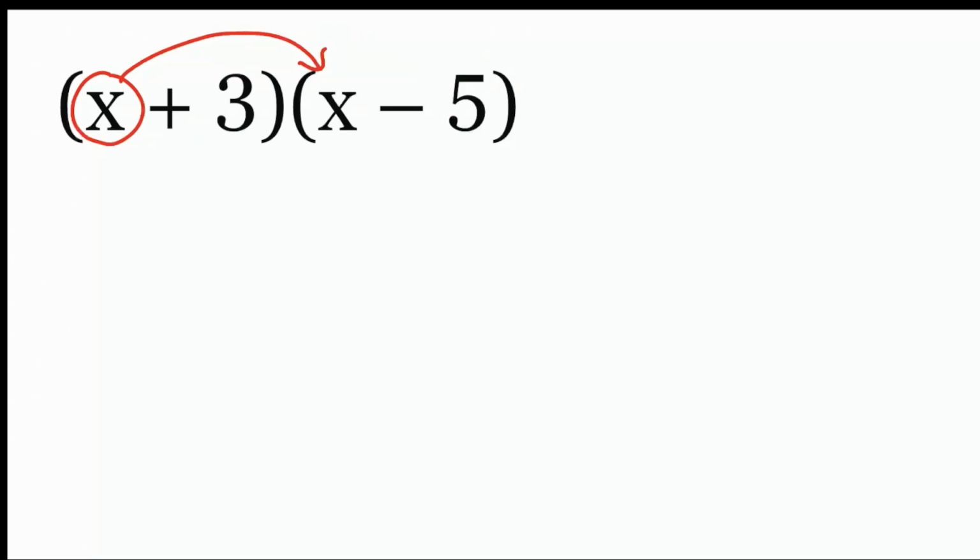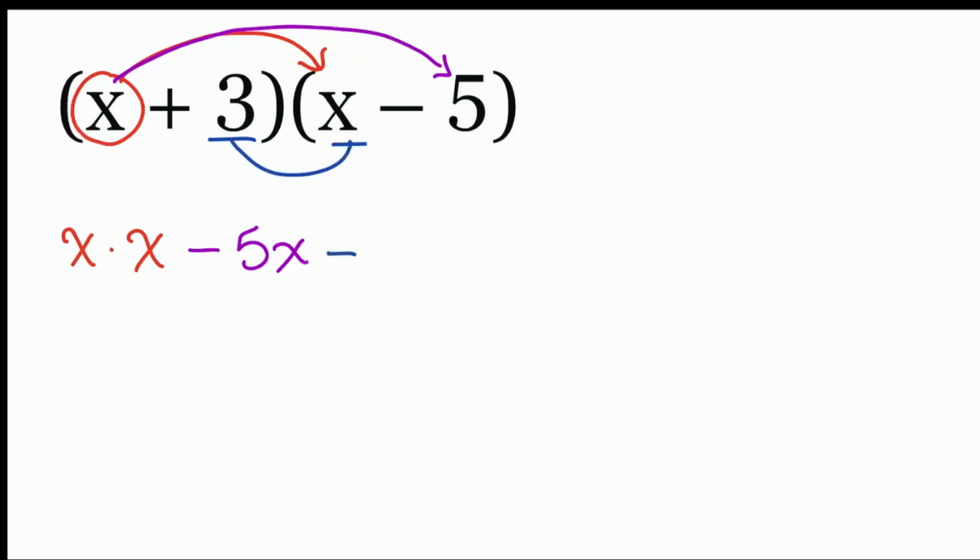Here we go. With the x multiplied by x, I'll write that right there. Then up next, I'll use a different color. I'll do x multiplied by the minus 5. So we'll have minus 5 times x. Up next, we'll do the 3 multiplied with the x, and that'll be a positive 3x. And then lastly, we have the 3 multiplied with the negative 5, and so that'll be minus 3 times 5, which will end up being 15.